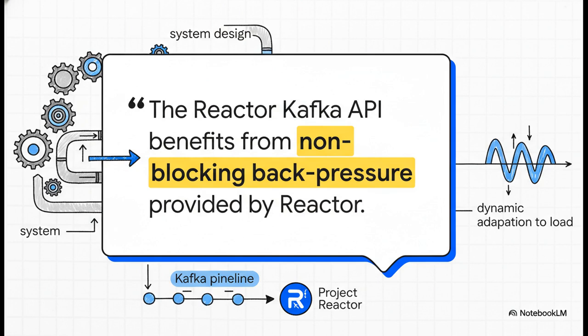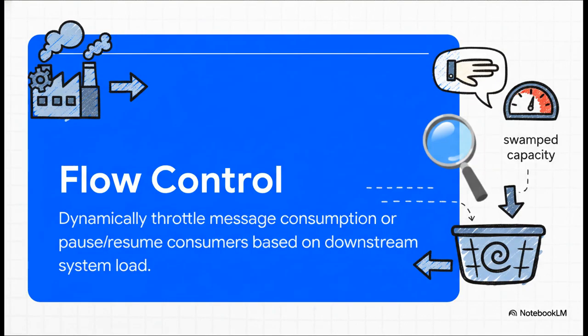Modern reactive frameworks, like Project Reactor for Java, are built from the ground up to handle streams of data. They have non-blocking backpressure built right in. This isn't about you manually tuning configs anymore. It's about building a system that can dynamically adapt to the load all on its own. This brings us to a really powerful concept called flow control.